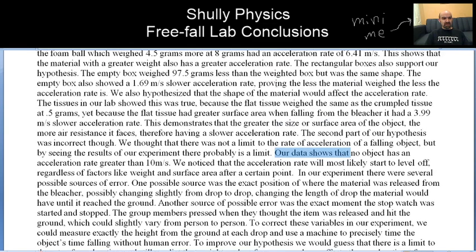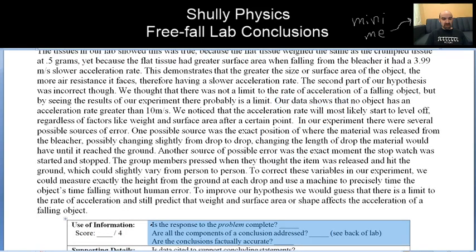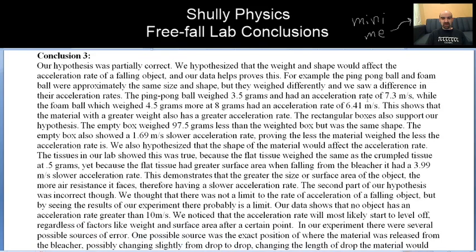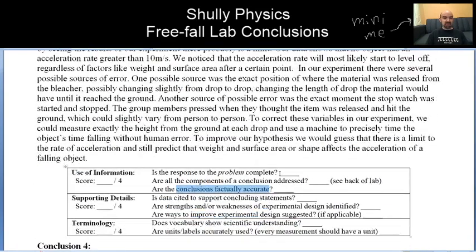So I'd say conclusion 3 is the most complete. Their response to the problem is complete. They addressed all the conclusion's components. Now there was some factual problems way up here, just one little piece. So I might drop it down for that. So use of information, this one gets a 3 or 4. Supporting details, did a pretty good job, probably 3 or 4. I didn't read through real well this time. And terminology was pretty good. So overall, this one would on the whole probably get a 10 to 12 out of 12 points.